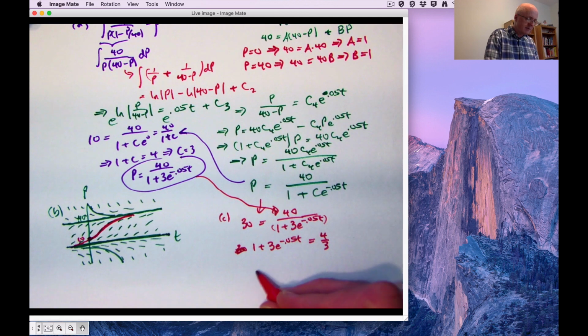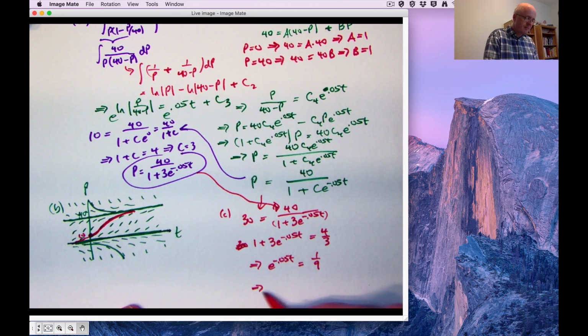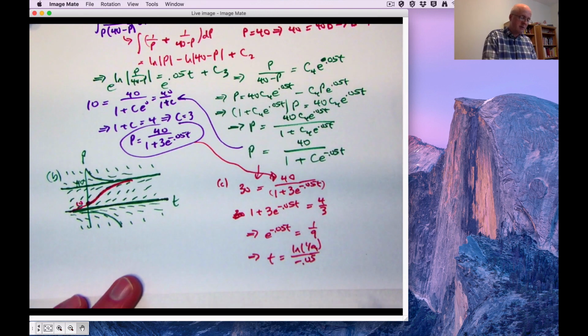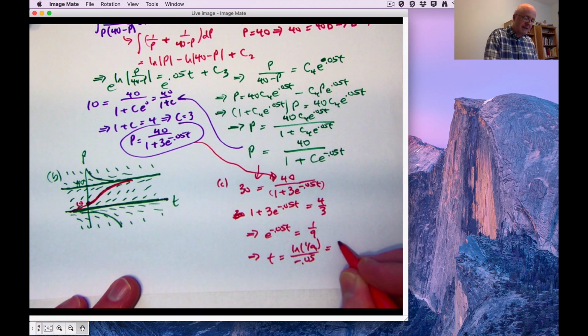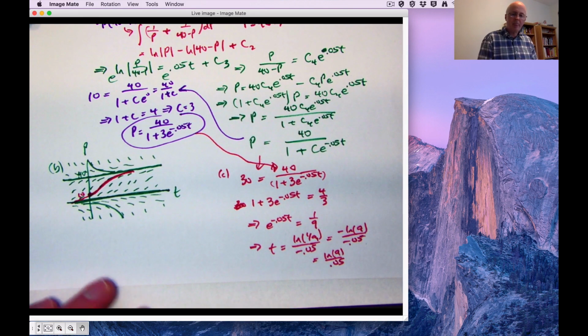Subtract 1, then divide both sides by 3. E to the negative 0.05 t will be 1/3 divided by 3, which is 1/9. Take the log. Divide both sides by negative 0.05. Looks like t is natural log of 1/9 divided by negative 0.05, which is a positive number. And using properties of logs, you can also write the top as negative natural log of 9. The simplest form for t here is natural log of 9 divided by 0.05.